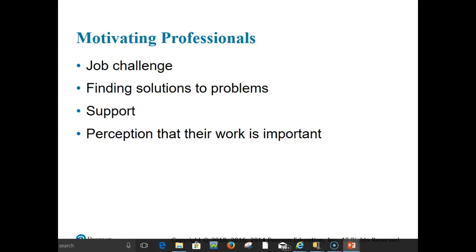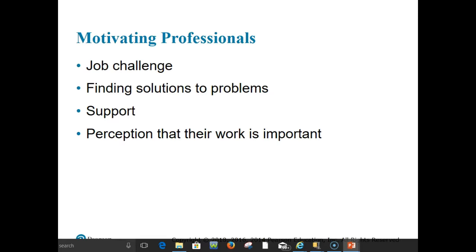So what motivates professionals? Money and promotions typically are low on their priority list. And why is that? Well, they tend to be well paid and enjoy what they do. In contrast, job challenge tends to be ranked high. They like to tackle problems and find solutions. Their chief reward is the work itself. And professionals also value support. Now, they want others to think that what they are working on is important.